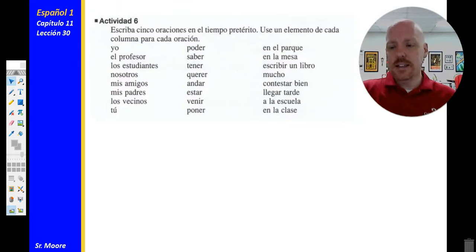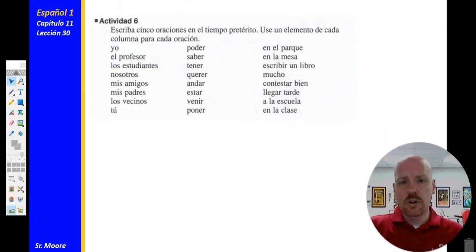And then actividad 7. This one you'll work on your own just a little bit. Escriba 5 oraciones en el tiempo pretérito. Write 5 sentences using the elements that are here in the preterite tense. Use un elemento de cada columna para cada oración. Use one element from each column for each sentence. So choose one from column A, one from column B, one from column C, and write original sentences.